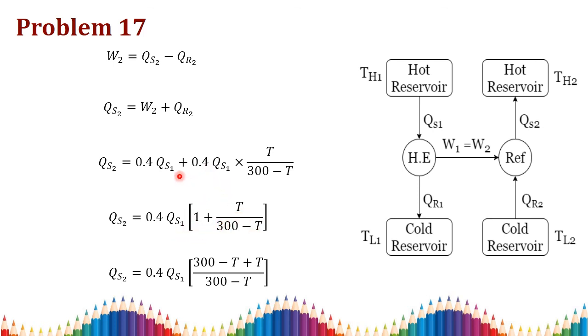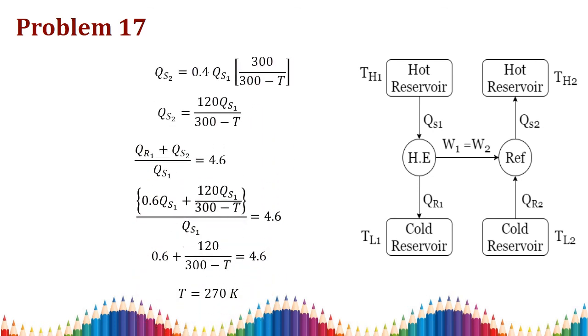In this equation, 0.4 QS1 is common, so take it outside, and your equation will be like this. Then you can take the LCM, and you will get QS2 is equal to 0.4 of QS1 into (300 minus T plus T) divided by (300 minus T). Then your QS2 becomes 120 QS1 divided by (300 minus T).